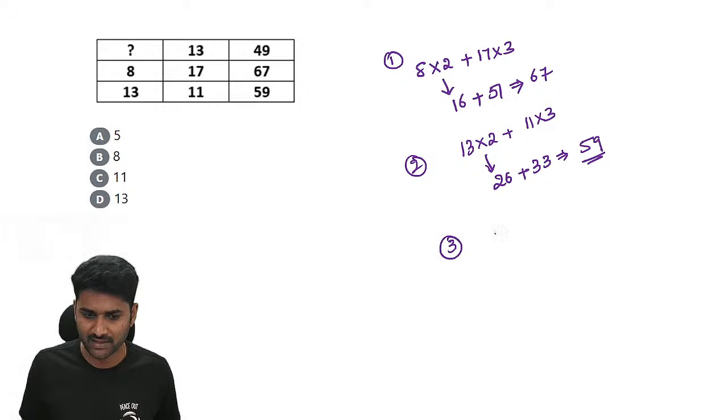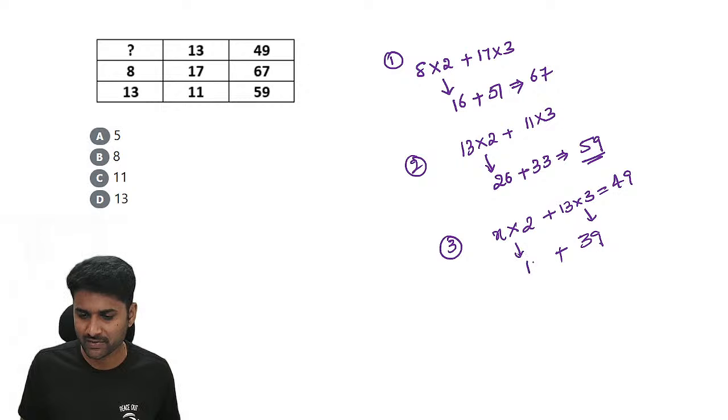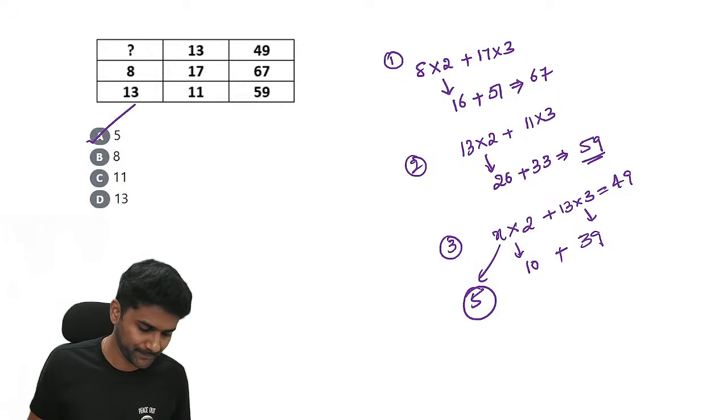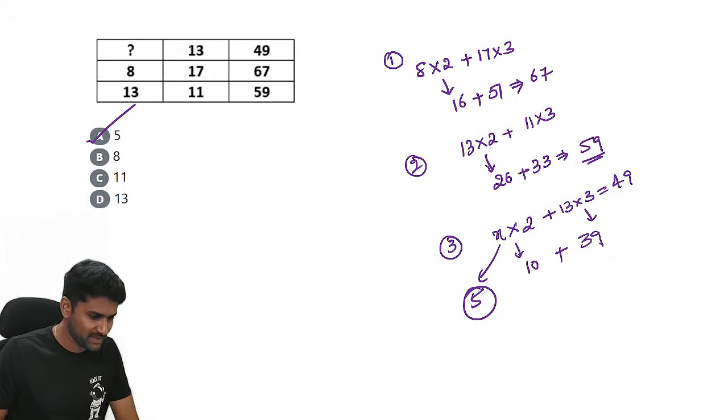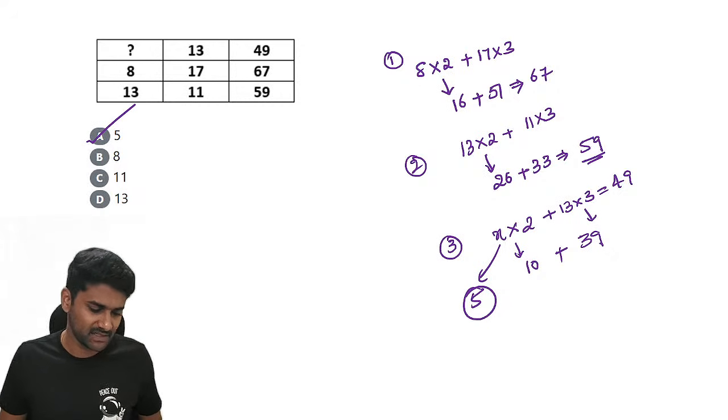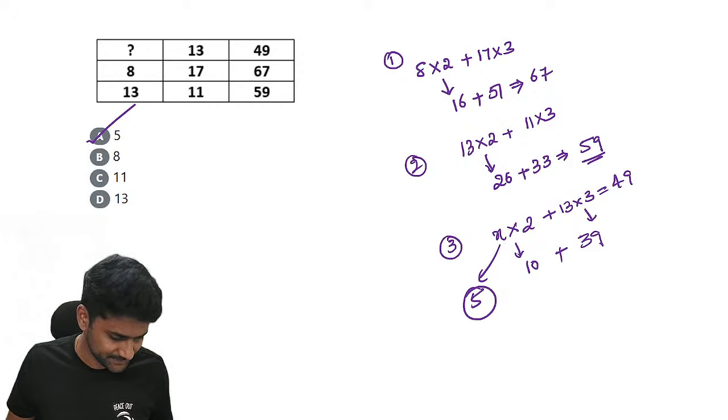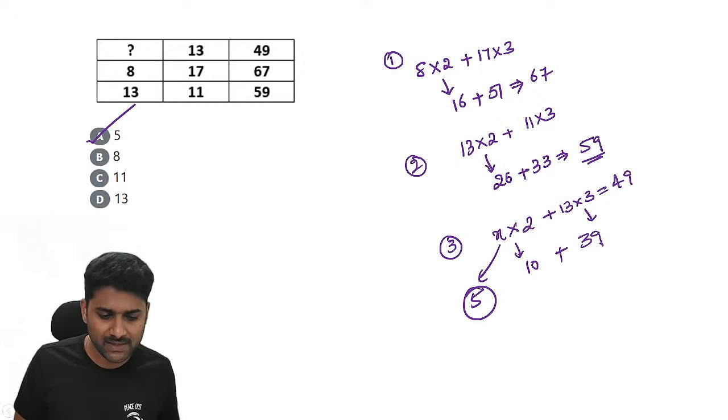And finally, x into 2 plus 13 into 3 is equal to 49. So 13 into 3 is equal to 39, right? So definitely we require 10 units. If we want 10, x must be replaced with 5. Is it clear? It's like a series method. See, series method is the base method for any question.